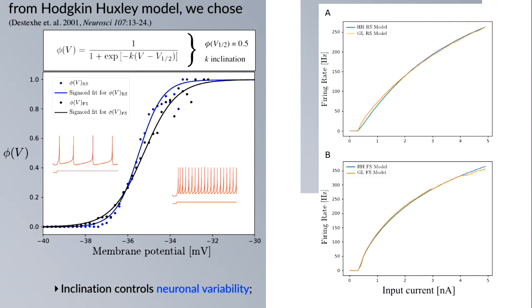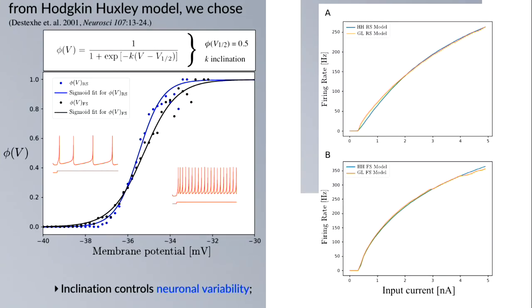The first thing that we did with this idea was to simulate Hodgkin-Huxley models. In this case, we used this taxi. He has well-approximated models for different electrophysiological classes, so different firing patterns, and we use that to approximate different phi of V's. It's very interesting because you see here that the difference between a regular spiking and a fast spiking is just the inclination and the value of V half, which is the value of phi of V equals to half.